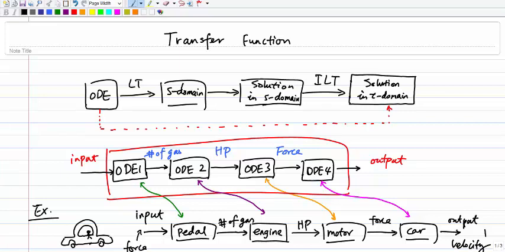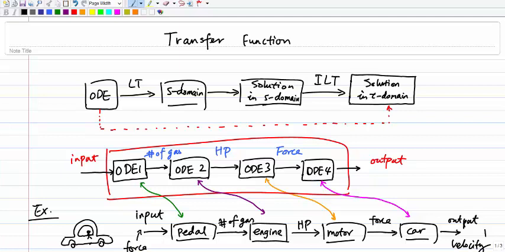In this video, I'm going to talk about transfer function. In the previous video, I talked about how to use the Laplace transform and inverse Laplace transform to find a solution to an ordinary differential equation that is used to represent a linear time invariant system.